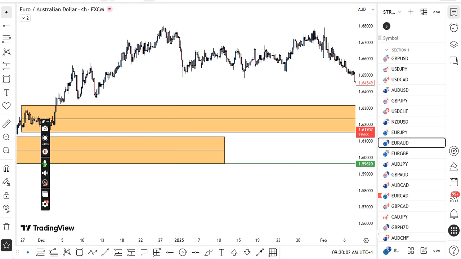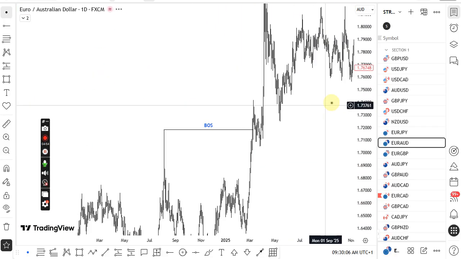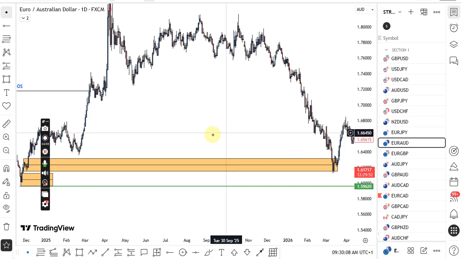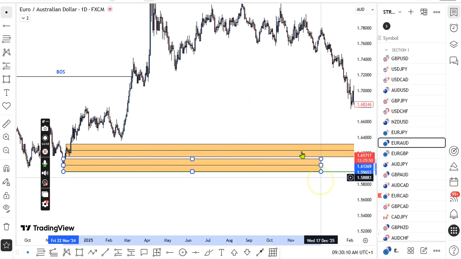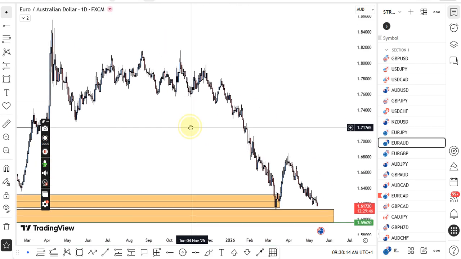But then I don't have any setup in that place. I don't have any harmonic pattern in there. I don't have anything at all. It's a huge price move, very huge, and I don't have anything there.